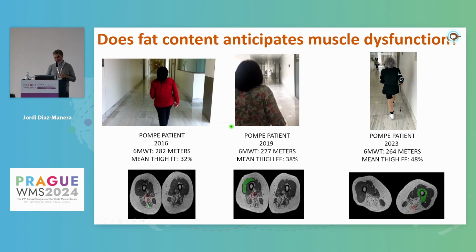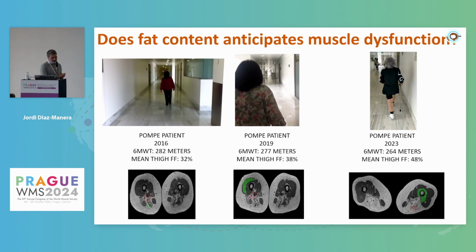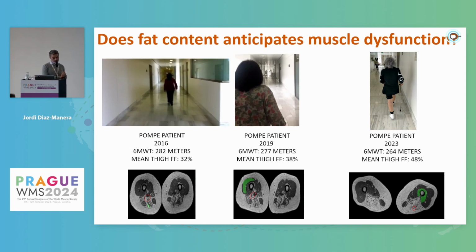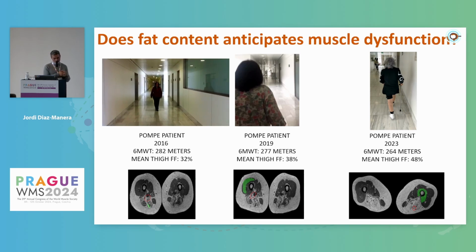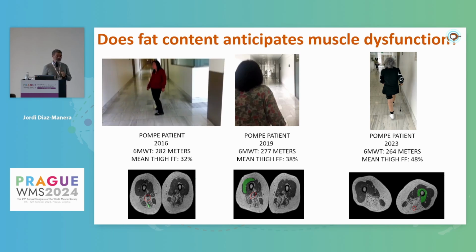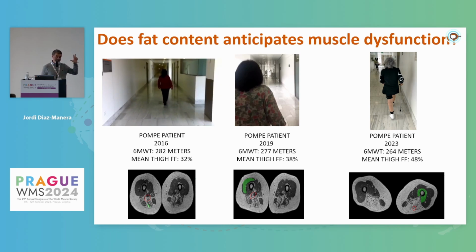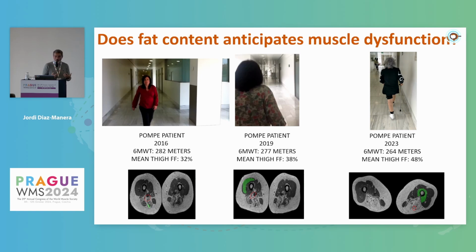And I want to show you this patient, who is a patient with Pompe disease. We started treating this patient in 2016. The 6-minute walking test at that moment was 282 meters, and this is the way she walked. And fat fraction at that moment was 32%. Okay, we started ERT. Remember, in Pompe disease we have 3 ERTs now, so we can change one treatment for the other, and then we need tools to follow up our patients.